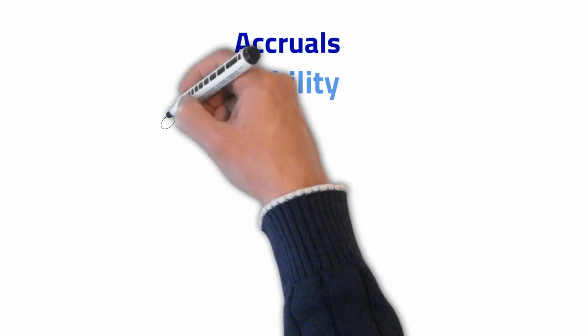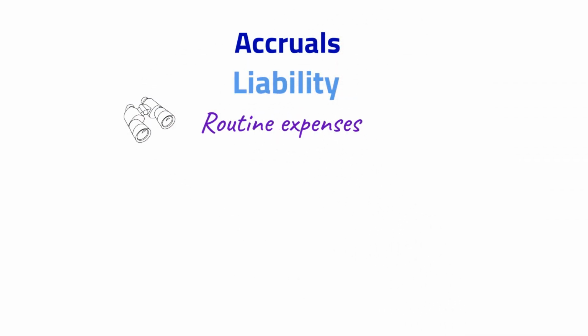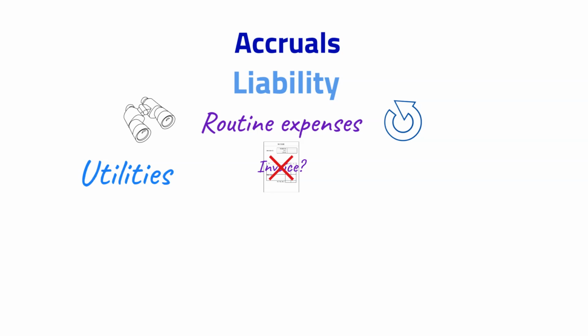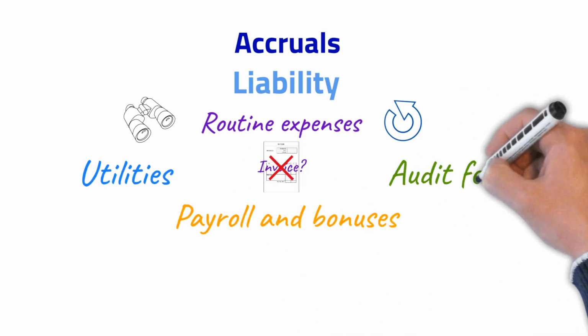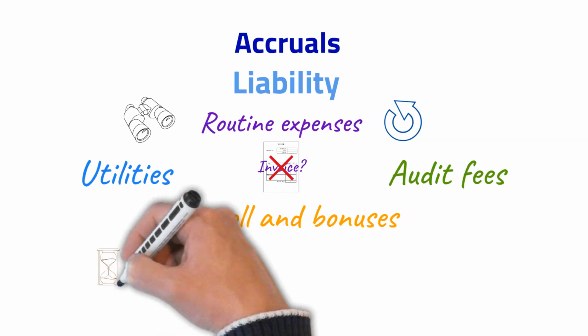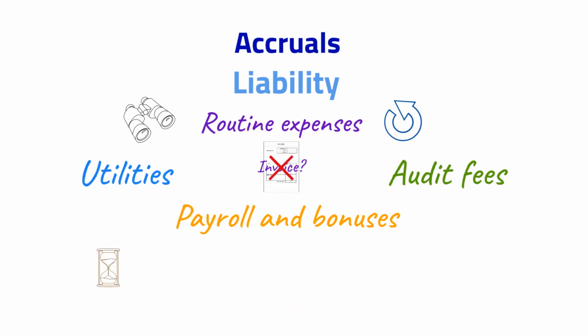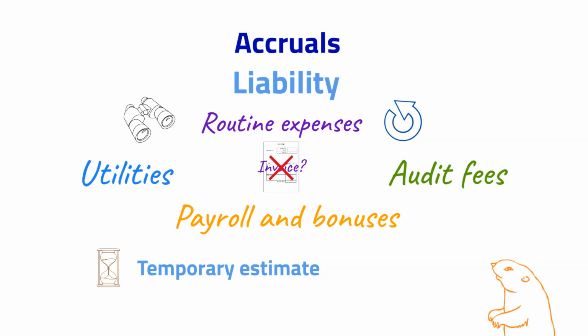What are the accruals then, you may ask? These are also liabilities, but usually routine and short-term estimates for goods or services already received when the invoice has not arrived. For example, utilities for the last months, payroll earned but unpaid, including bonuses, audit fees incurred but not yet billed. Think of provisions as uncertain events that need judgment and accruals as temporary estimates of a regular cost.